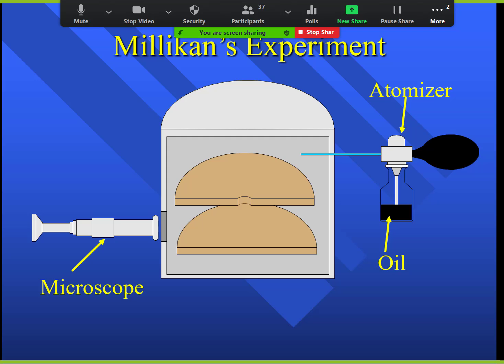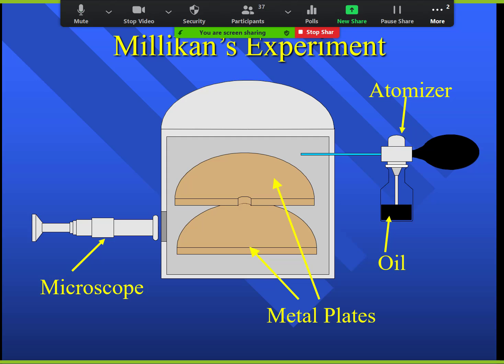Those little particles of the oil are going to be so small that you're going to need a microscope to see them. And with a microscope, you can measure how big things are. You can measure things under the microscope. So he'll be able to see and measure the size of his oil drops inside the container.